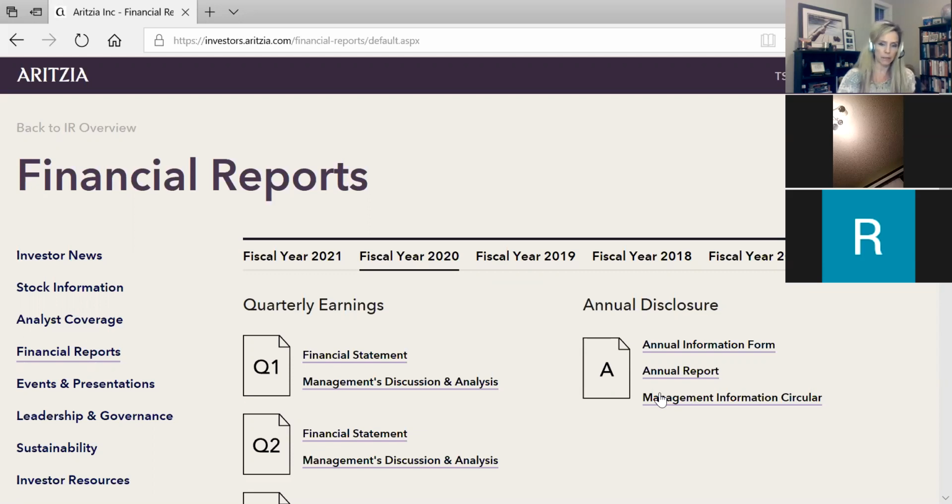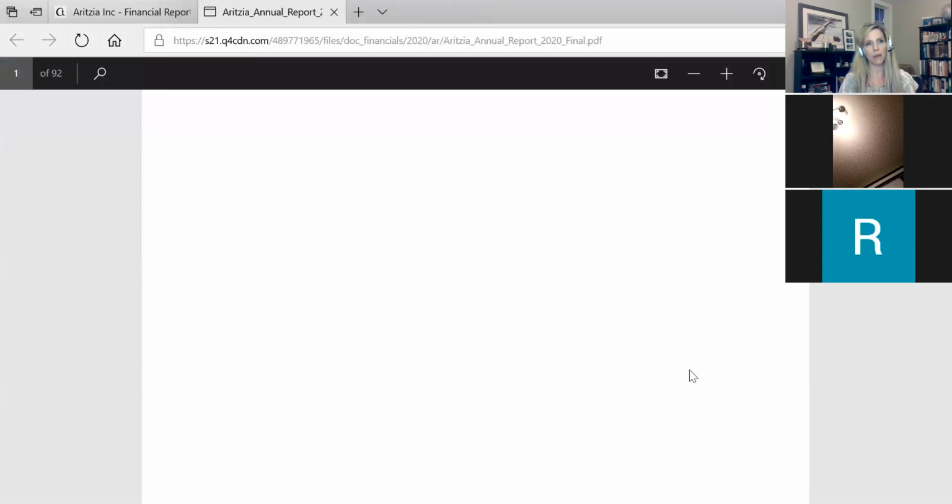Now, Aritzia is not quite on the cusp of COVID in the financial report that we'll see here. We'll go to their annual report. This is a fiscal year of 2020. So fiscal year is basically whatever that 12-month period is for their financial reporting.